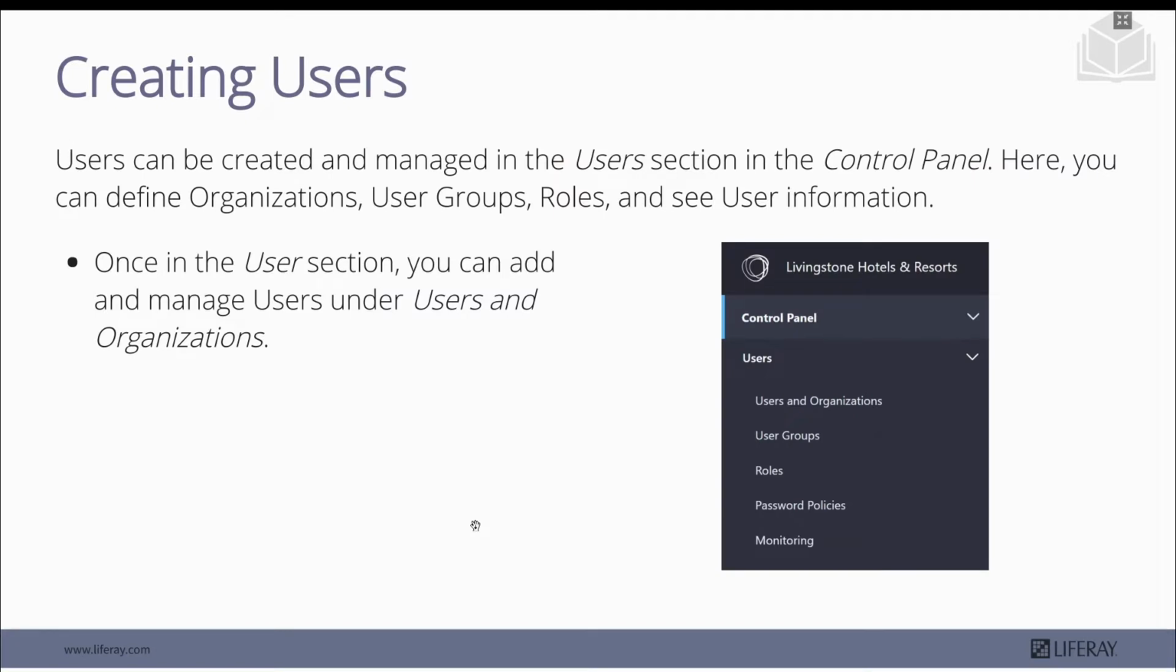So let's go ahead and take a look at how to create a user. We'll first talk about how it's done, and then we'll go ahead and implement it. Creating a user is pretty easy. We're going to be inside of the product menu, under the control panel section, and there's going to be a section called users. When we expand out the user section, we'll have another section called users and organizations. It's over at users and organizations that we're going to be creating our user.